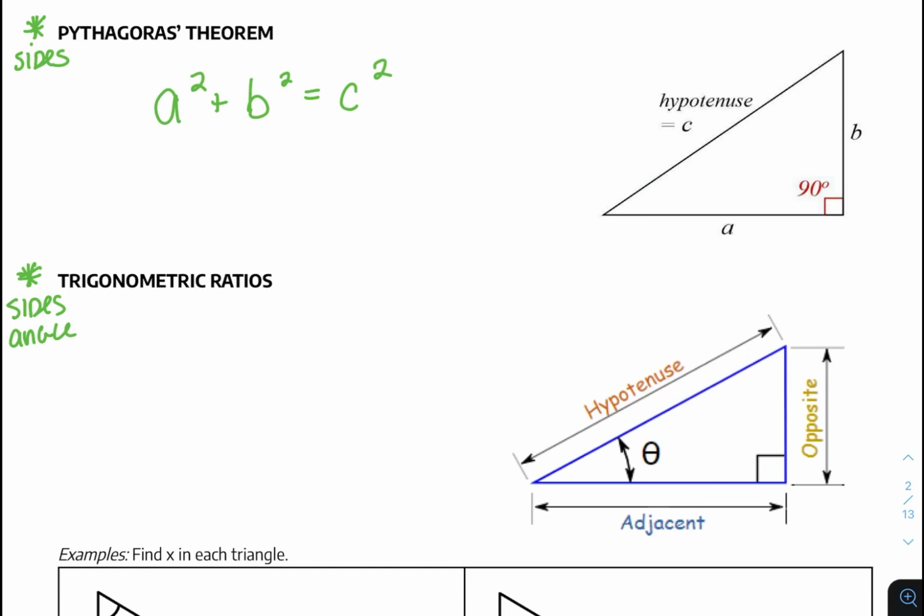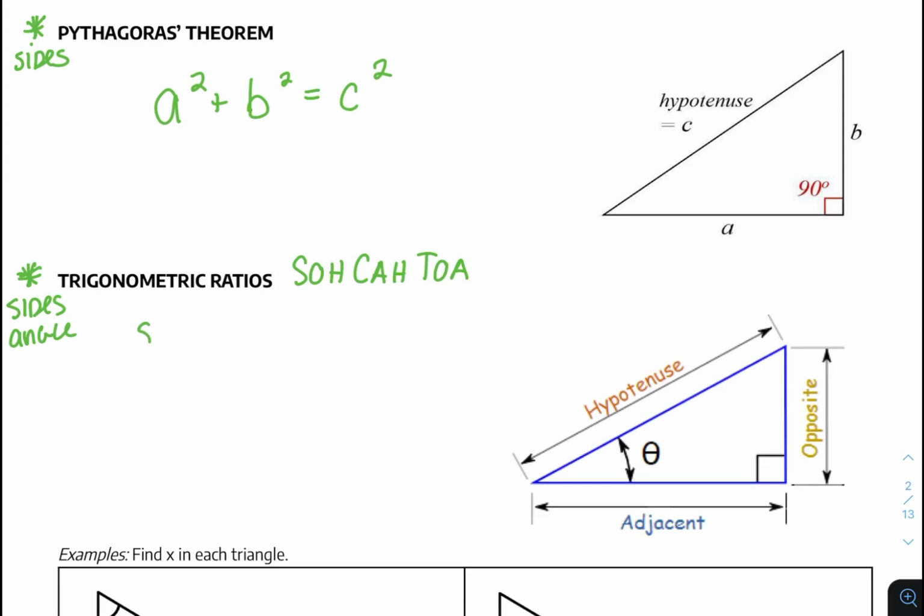Something else that is not in the formula booklet is your trig ratios. So the acronym for this one is SOHCAHTOA. So in order to use SOHCAHTOA, you first need to make sure that you label the angle that you're interested in. And then once the angle is labeled, then you can label which one is the opposite side and therefore which one is the adjacent side.